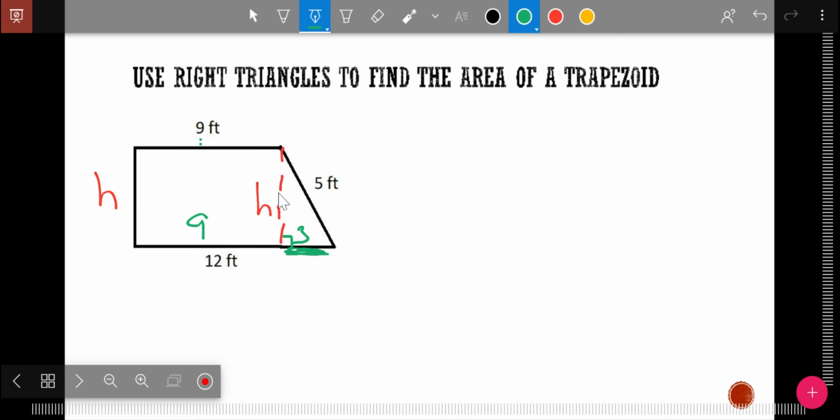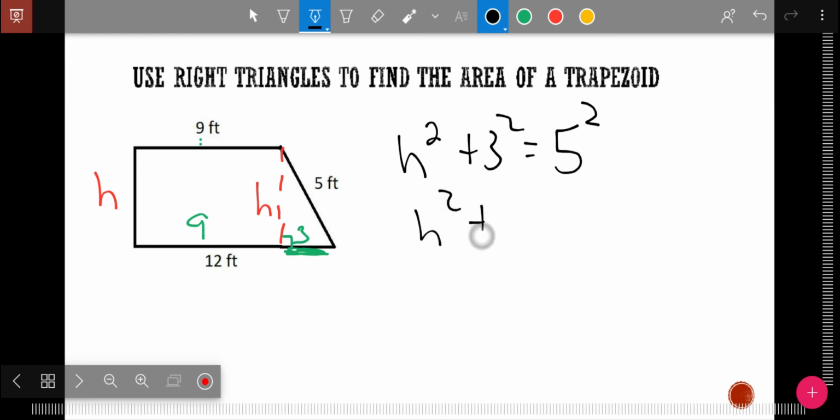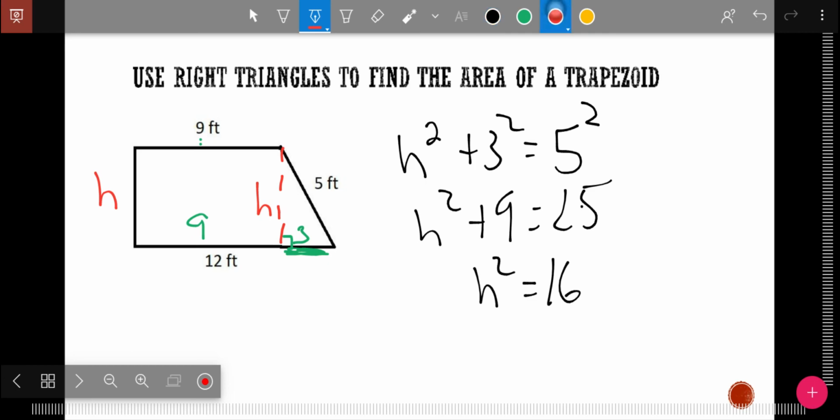And so now to find the height, I have to do Pythagorean theorem again. A squared plus B squared equals C squared. Okay. Minus 9 to both sides, then square root. H equals 4.